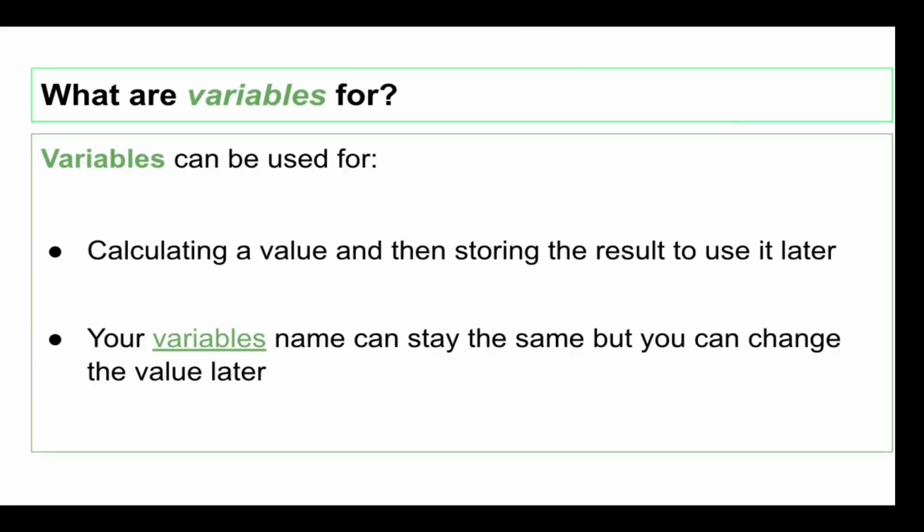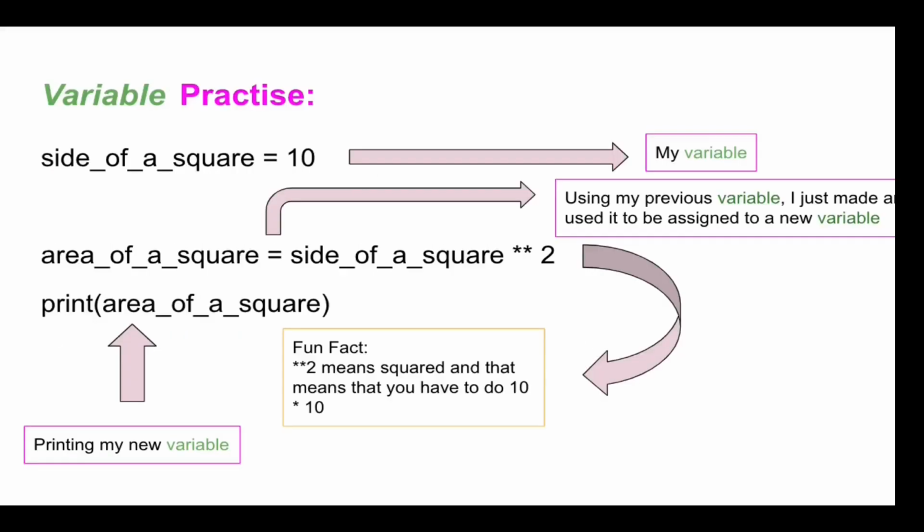I'm going to go over more purposes of a variable. Variables can be used for calculating a value and then storing the result to use it later. Your variable's name can stay the same, but you can change the value later. Let's see an example. This slide shows you how to calculate a value and then store the result to use it later. The variable is called side_of_a_square is equal to 10, and this is my variable. Using my previous variable, I just used it to be assigned to a new variable. I'm using this in order to make the area of a square, which is equal to side_of_a_square to the power of 2.